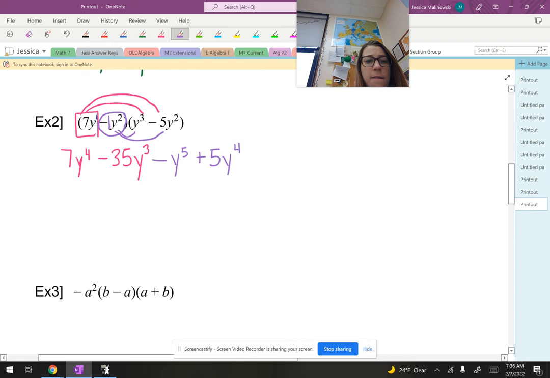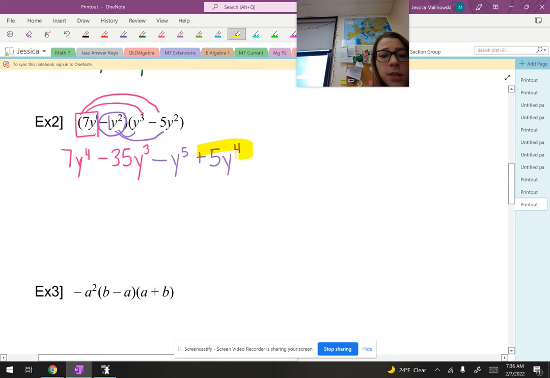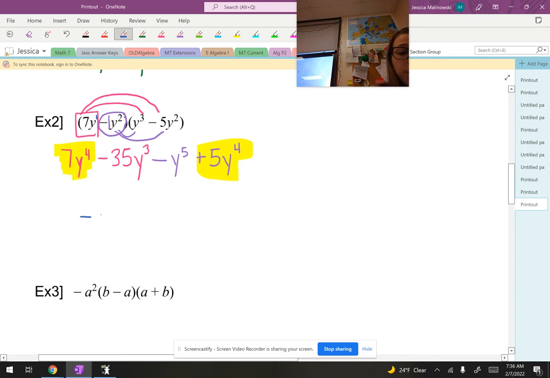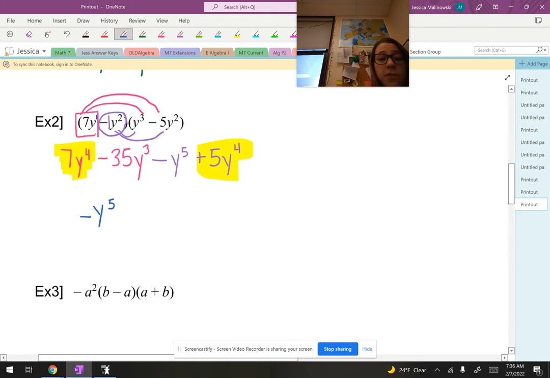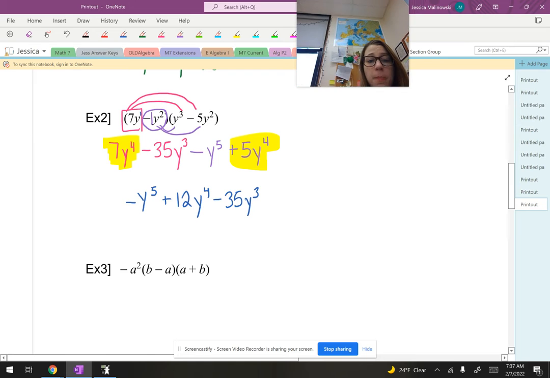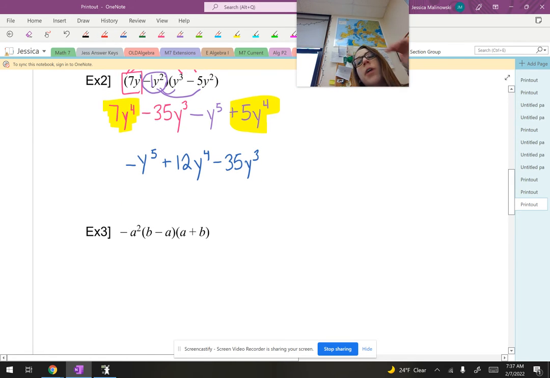I do have a little set of like terms here, the y to the fourth and the y to the fourth. Again, I'm just going to reorder things. That highest exponent is going to come first, so I'm going to rewrite that negative y to the fifth first. 7y to the fourth plus 5y to the fourth is going to be a positive 12y to the fourth. Apples plus apples stay apples. They don't turn into y to the eighths. And then just carrying down that minus 35y cubed, so it's not left by itself. And there we have our final simplified answer with no like terms.